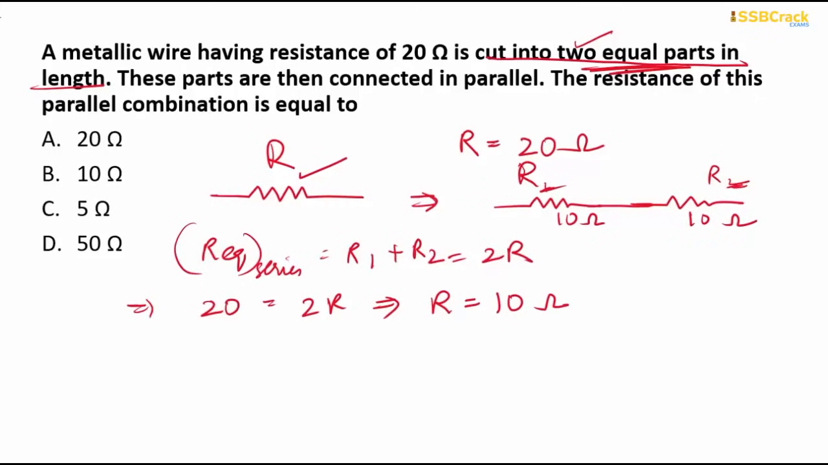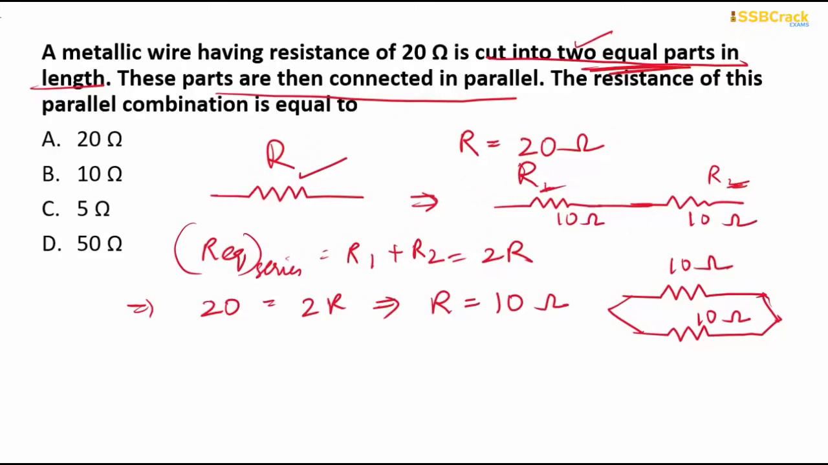What is the next part of the question telling? These parts are then connected in parallel. That means these two resistances are now connected in parallel. So this is 10 ohms and this is also 10 ohms, and both of them are connected to the battery. So it is connected in parallel. Now we have to find the resistance of this parallel combination. What is the resistance? Parallel resistance, R equivalent of parallel.